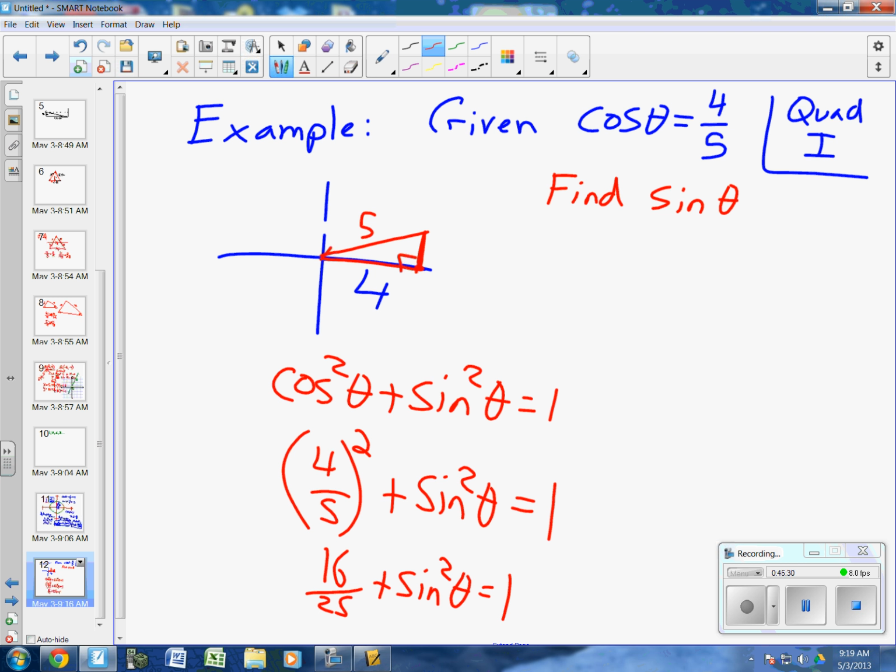What am I going to do next to get sine by itself? Minus what? Minus 16/25 from both sides, right? Because I want to get rid of the 16/25 over here, and it's being added to sine squared. I do the opposite. I'm minus 16/25. If I do that, I'm going to get sine squared of theta equals 1 minus 16/25, right?